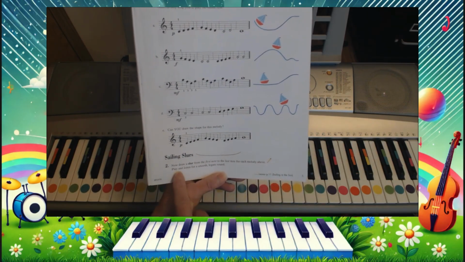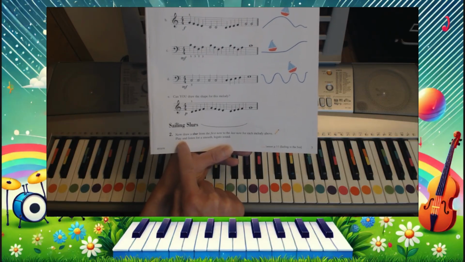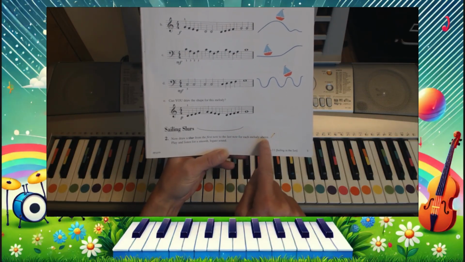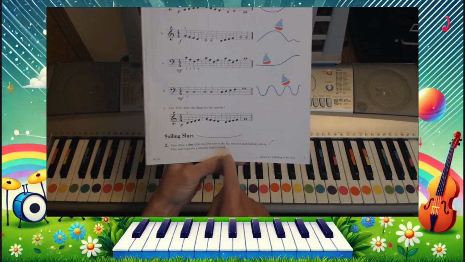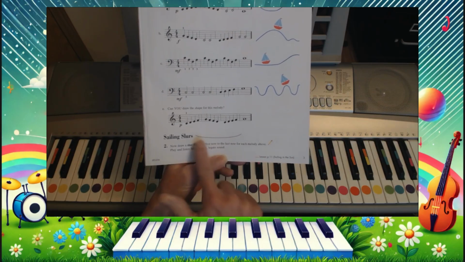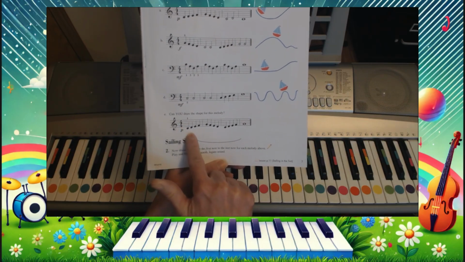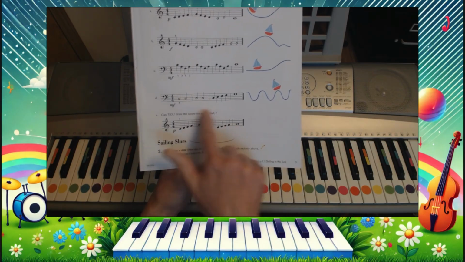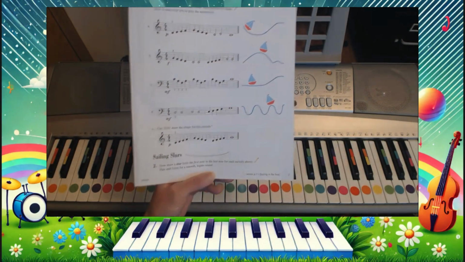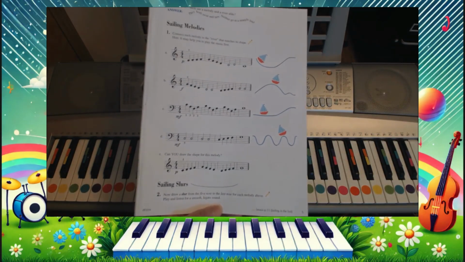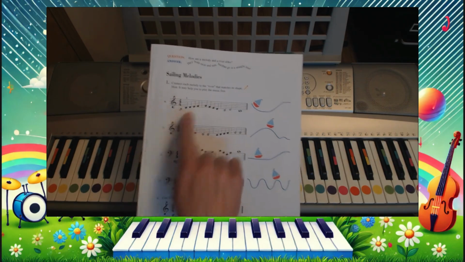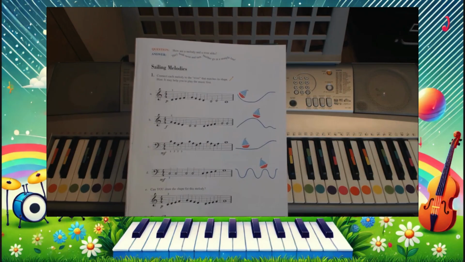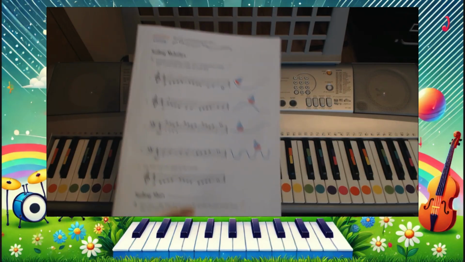Okay, now draw a slur from the first note to the last note for each melody above. Play and listen for a smooth legato sound. So you're going to draw your slur from the first note to the last note on all of these. Okay, now are you ready to find out if you got your lines correct? Okay, let's play through these really quick and I will give you the answer.